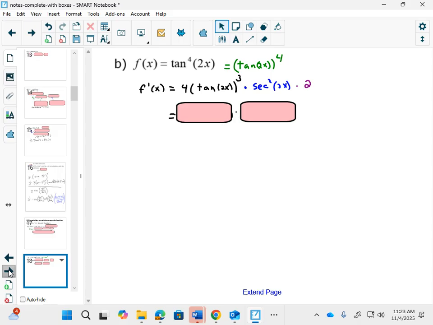And of course, you could simplify that. I'm not even going to put the simplified up. You could multiply the 2 times the 4. No problem. So it is a matter of recognizing what's your outside functions, what's your inside functions, what's your most outside function.